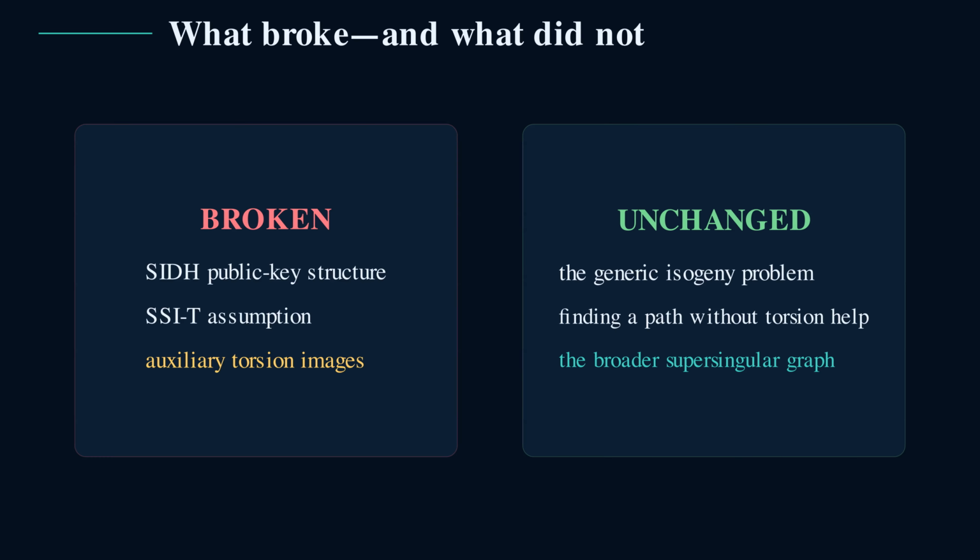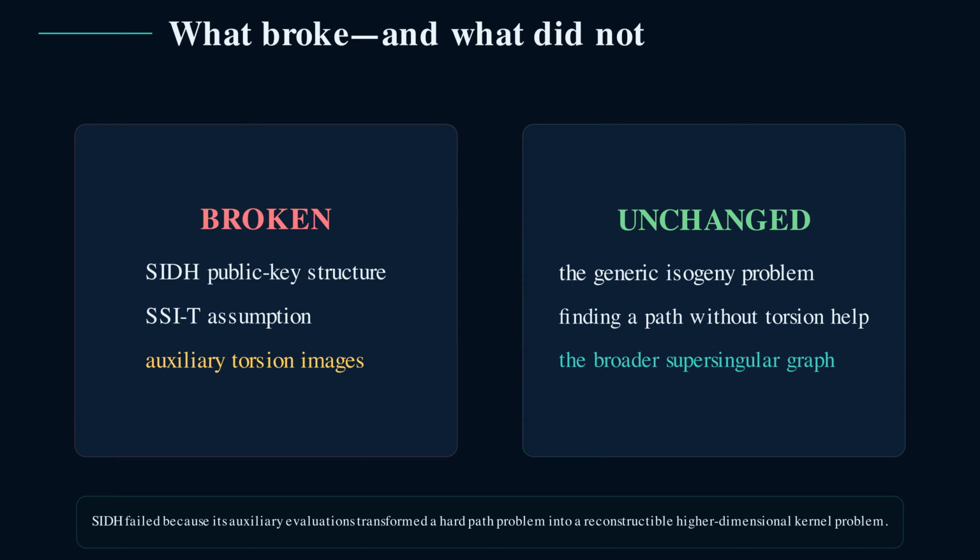But the distinction at the end is crucial. The attack does not solve the generic supersingular isogeny problem. It does not make arbitrary paths through the isogeny graph easy to find. It exploits the extra torsion point information that SIDH deliberately publishes. SIDH failed because its public key transformed a hard path problem into a reconstructible higher-dimensional kernel problem. The isogeny problem survived. The protocol did not.